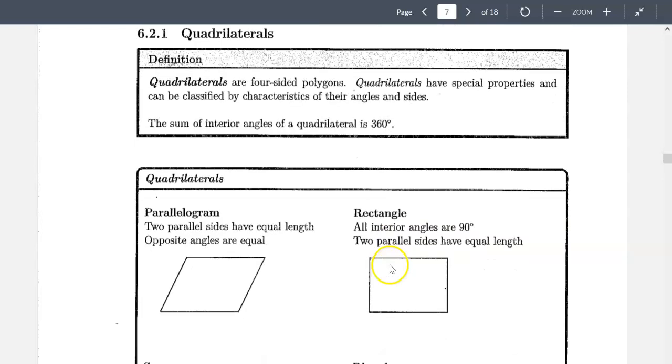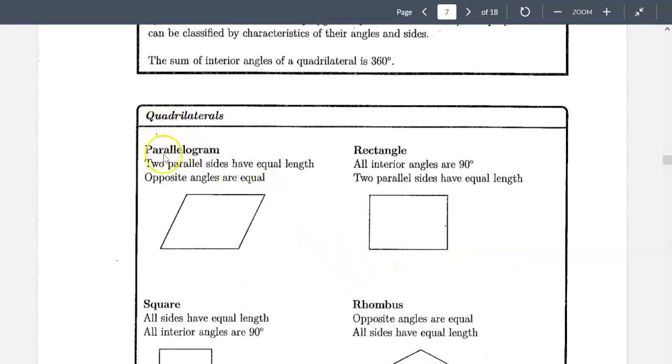Now, here are a couple of different types of quadrilaterals. The first one is a parallelogram. The parallelogram's characteristic is that the 2 opposite sides are parallel, and the opposite angles are equal. Now, rectangle, square, and rhombus all belong to the parallelogram family. If you look at the other 3 figures, they all have the characteristics of a parallelogram, but even more.